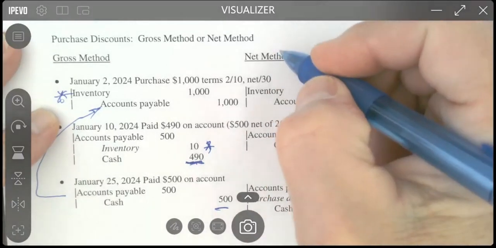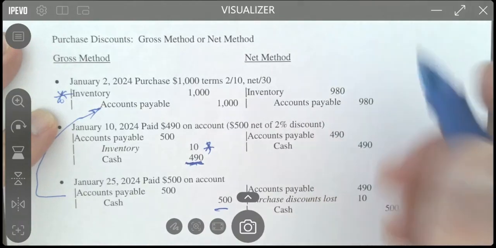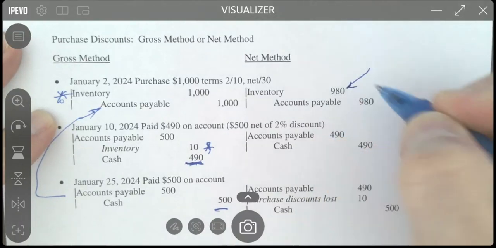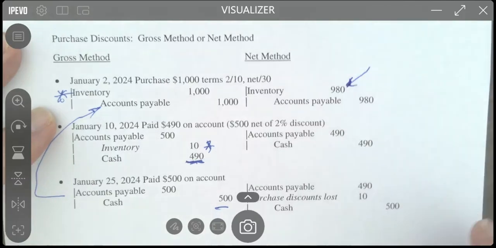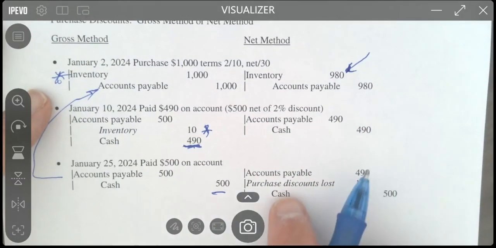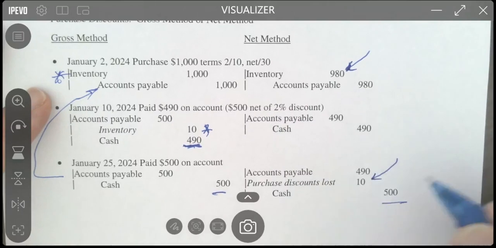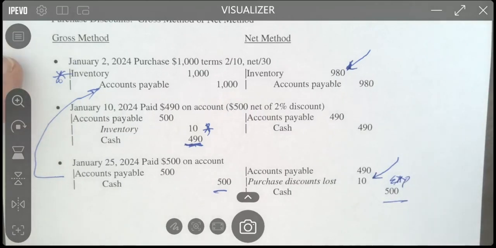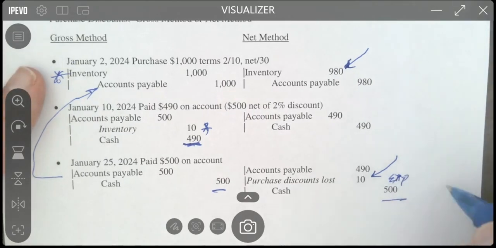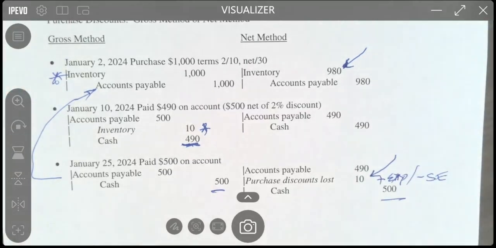Or we use, remember, the net method with sales discounts? Well, it's pretty much the same logic. We assume we're going to take advantage of them. We're only going to pay them $980. If we somehow make a bad mistake and we have to pay them $500, we debit the expense account, purchase discounts lost. Plus expense, minus shareholders' equity.